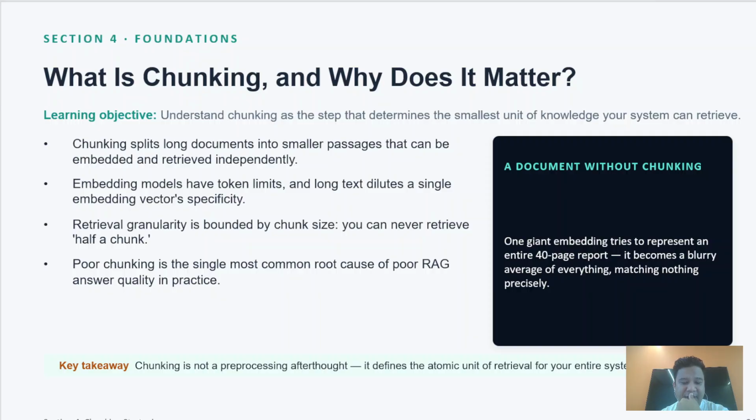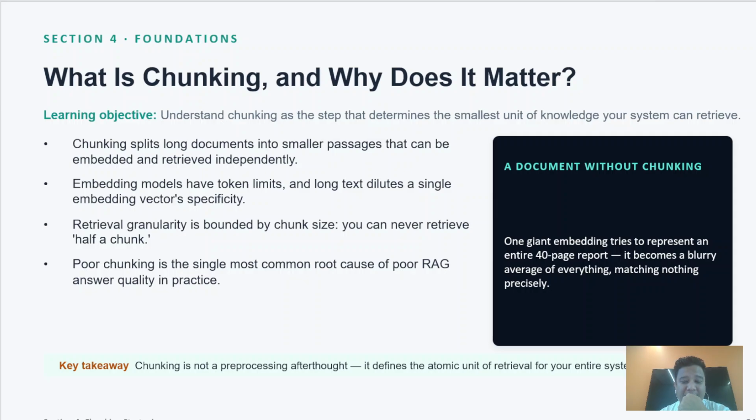So chunking is basically nothing but splitting your long documents, whether it's a PDF or a doc or any kind of file system, down into smaller chunks that can be embedded and retrieved independently. That's why chunking is such an important task, especially when you are building a RAG system in a vector database platform. Embedding models have token limits, and long text dilutes a single embedding vector's specificity. So that's why chunking is such an important concept.